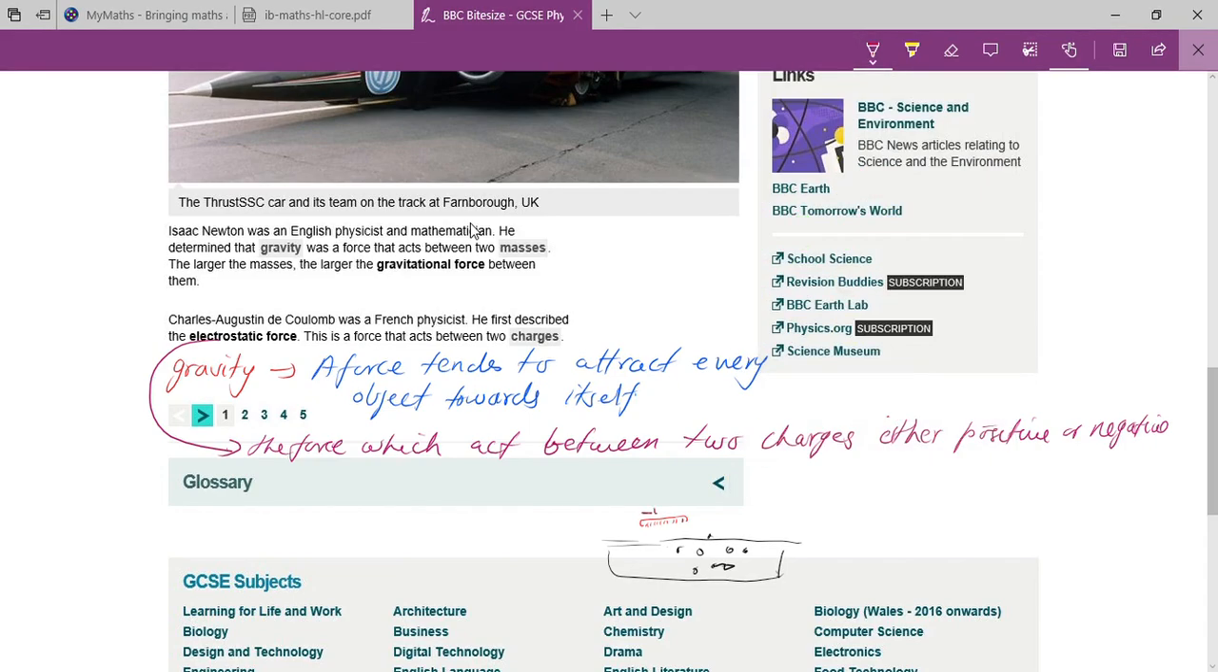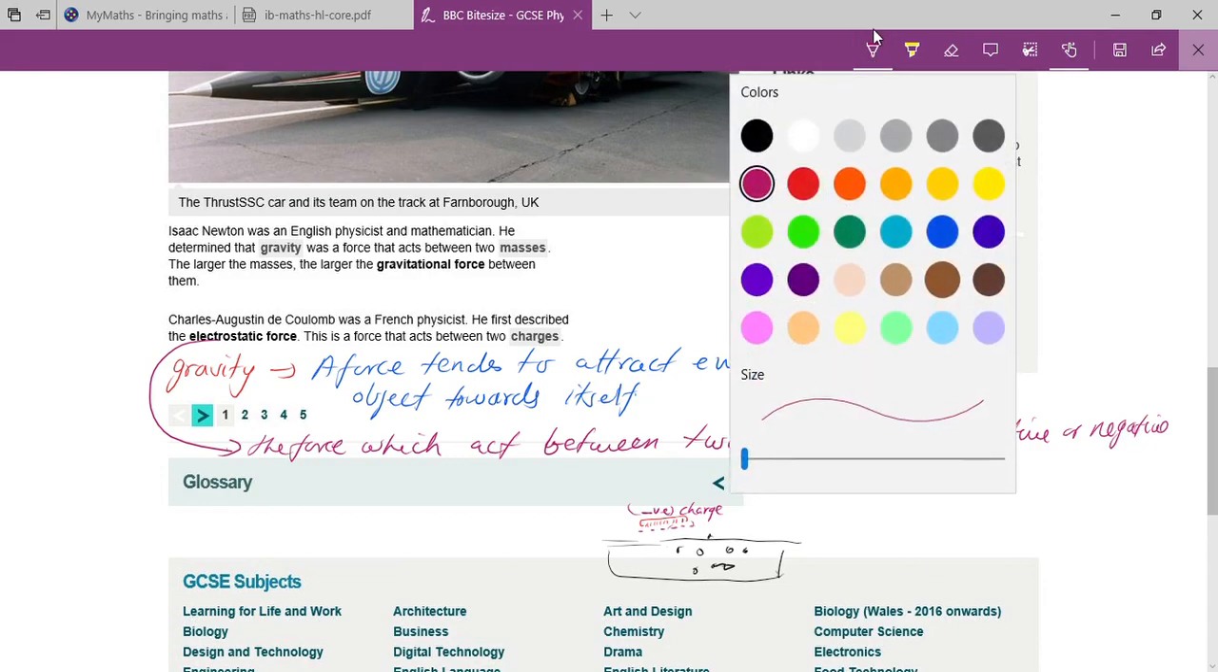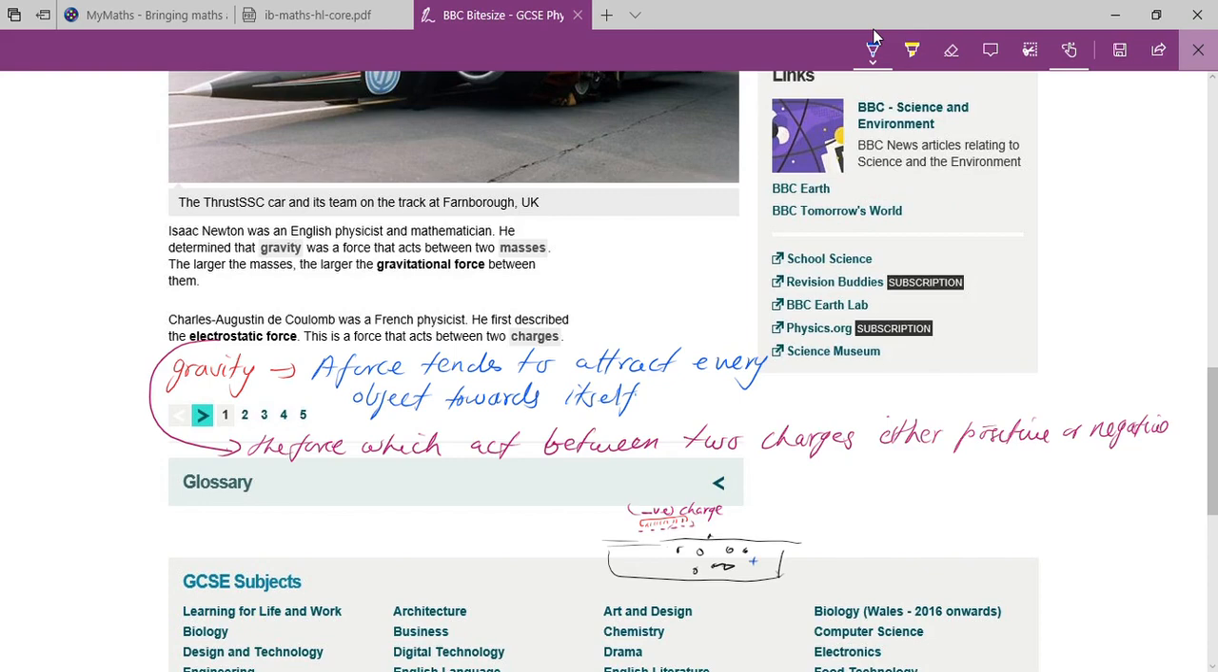a type of negative charge on the comb, okay? It will be negatively charged, so everywhere there will be minus. And whatever paper pieces are on the table will have only positive charge, plus, okay? When the comb gets close to the paper pieces, then instantly you will see that the paper pieces are attracted by the comb and attach to it, okay?